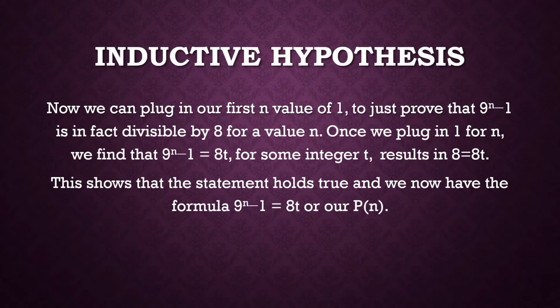Now we can plug in our first n value of 1 to just prove that 9 to the n power minus 1 is divisible by 8 for a value of n. So once we plug in 1, we use a formula, 9 to the n power minus 1 is equal to 8t for some integer t. And of course we get that 8 is equal to 8t, which is true. Because this statement holds true, we now have a formula 9 to the n minus 1 is equal to 8t for any integer t.